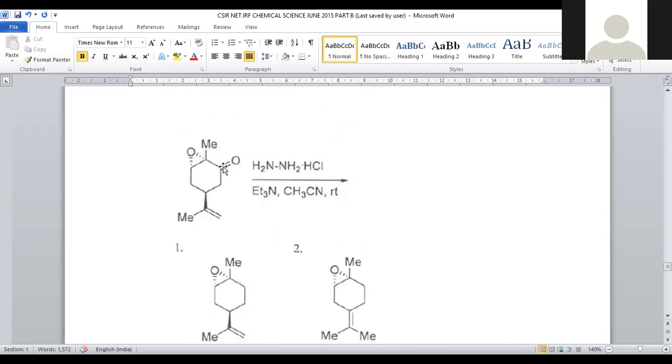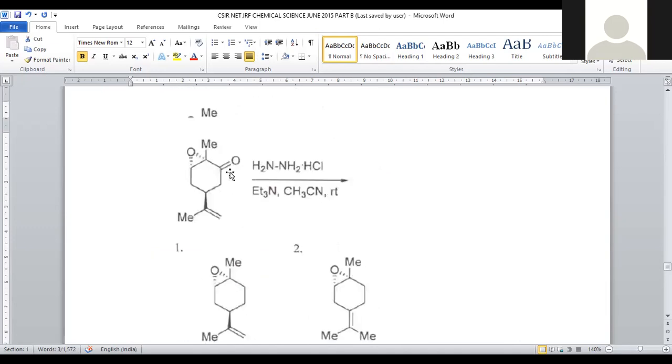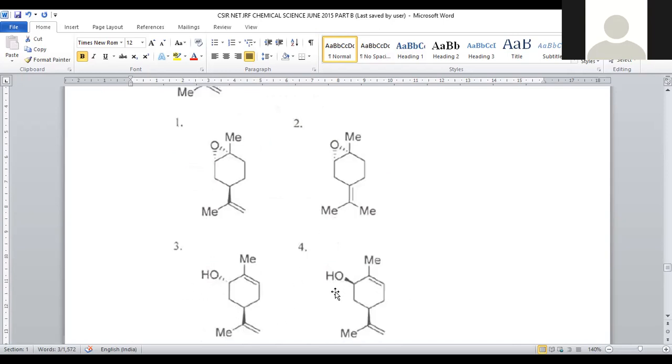What is the system? Where a ketonic epoxide is there. Upon treating the ketonic epoxide with hydrazine hydrochloride in the presence of triethylamine base and acetonitrile solvent, the reaction is facilitated at room temperature and leads to formation of allyl alcohol. The final product will be allyl alcohol. That is said to be a Wharton olefin synthesis. For Wharton olefin synthesis, we require a ketonic epoxide. The reagents will be hydrazine hydrochloride, triethylamine, acetonitrile. Allyl alcohols are given only in options 3 and 4, so 1 and 2 will be discarded.